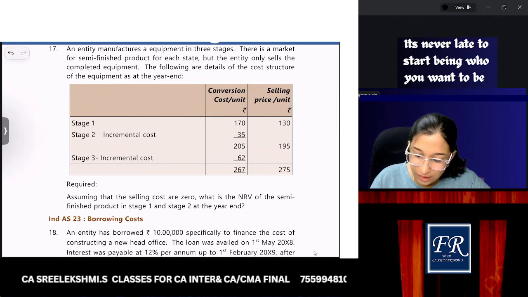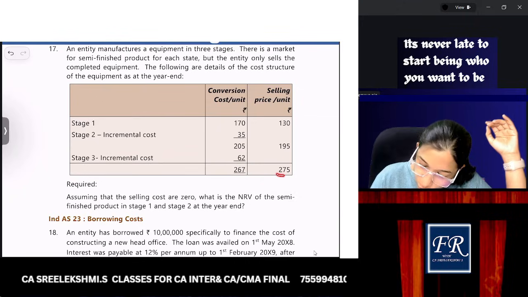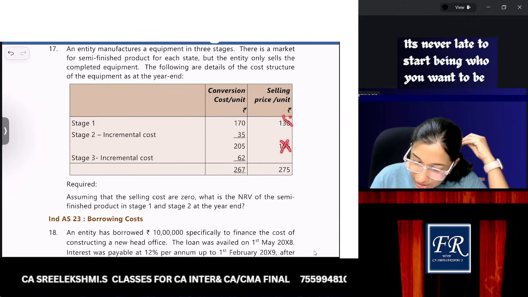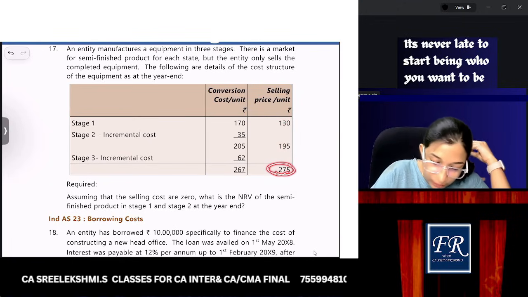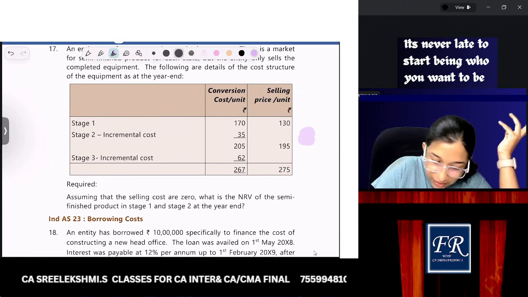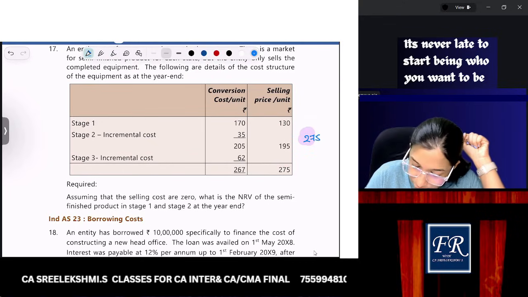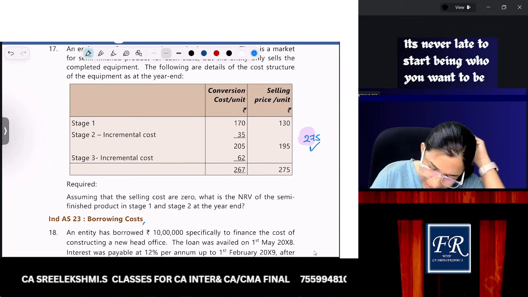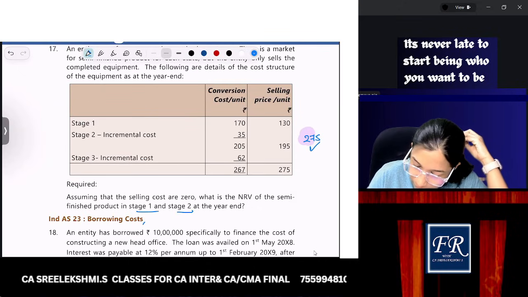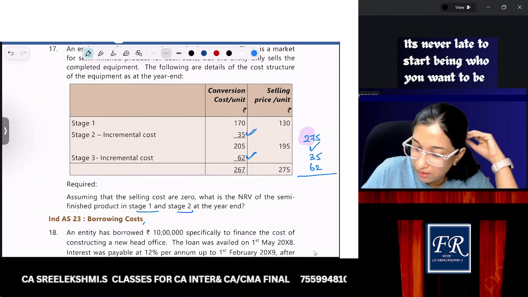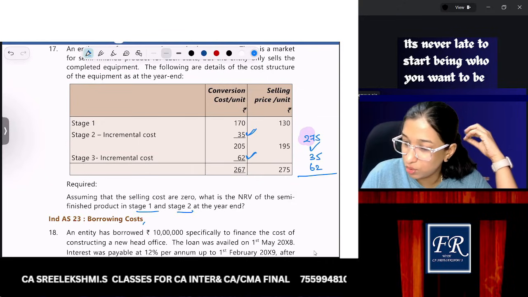The total NRV which I am expecting to get is 275. So I am not planning to sell at these stages. Total NRV I'll be getting is 275. Stage 1 and stage 2 are not completed. Stage 1 cost is 35 and stage 2 cost is 35 and stage 3 cost is 62.